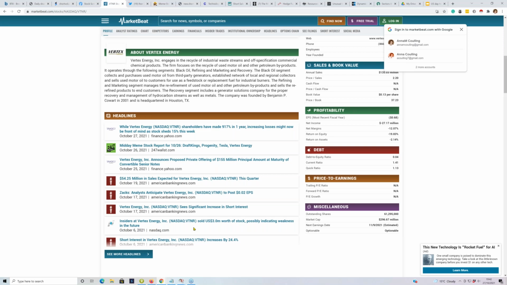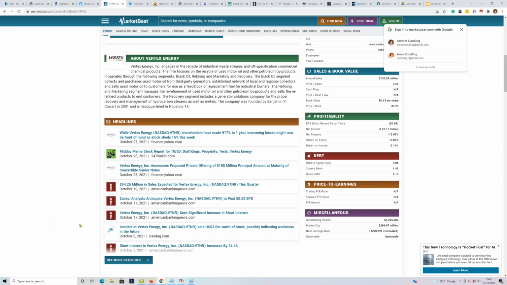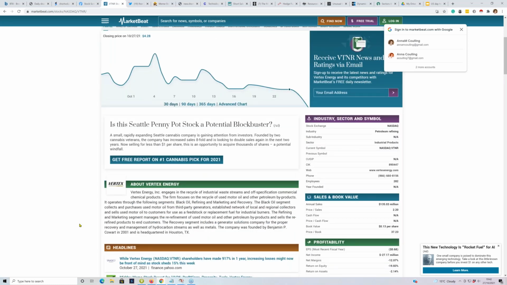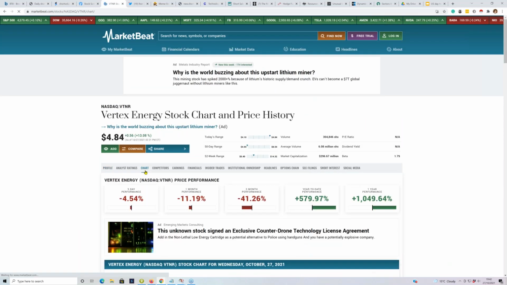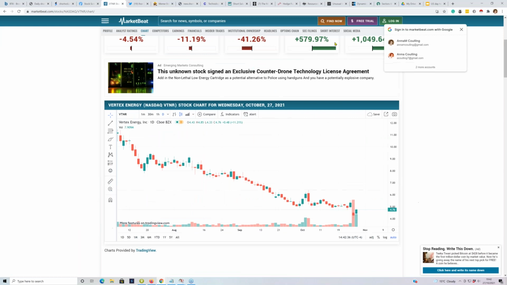If the people who run the company are bailing out, then you think, well, what do they know? The short interest increases by 24.4%. That's a lot. That is a lot. This is the beginning of the month. So, for whatever reason, the market has suddenly decided that this stock is one that is ripe for selling.